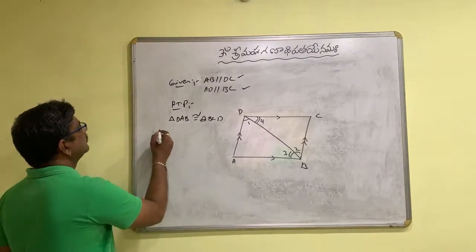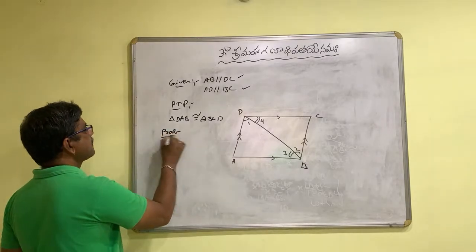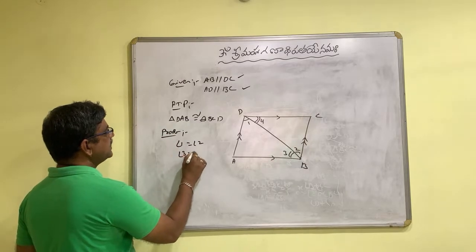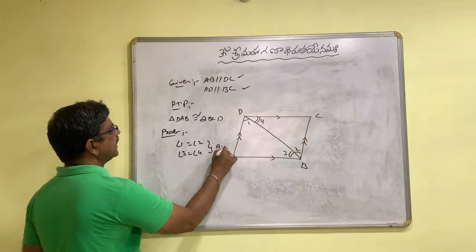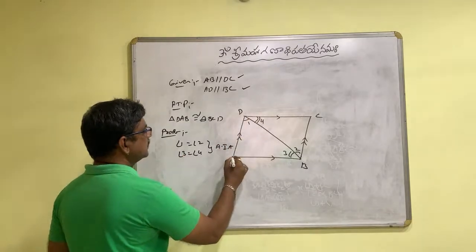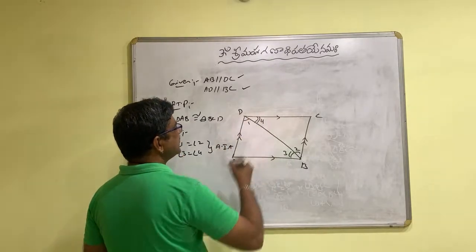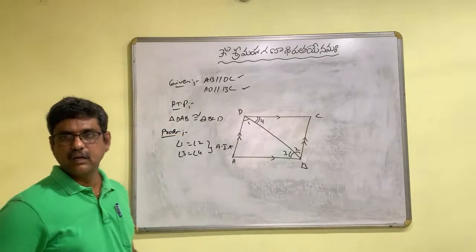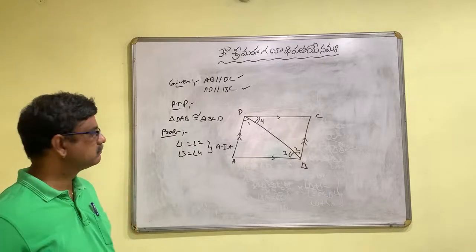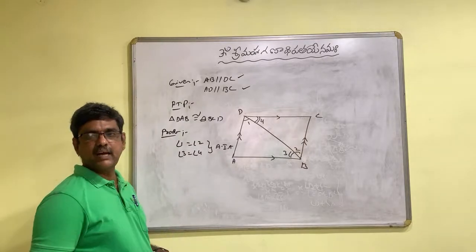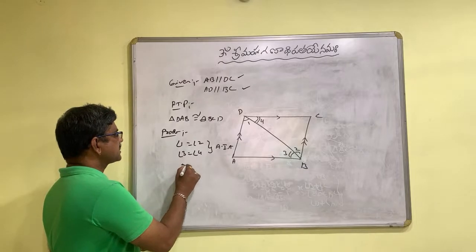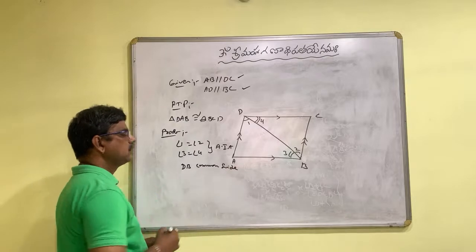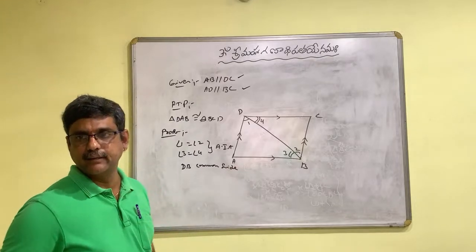Angle 1. Proof: angle 1 is equal to angle 2, angle 3 is equal to angle 4, alternate interior angles, because lines AB and DC are parallel and DB is the transversal. Alternate interior angles are equal and DB is the common side.